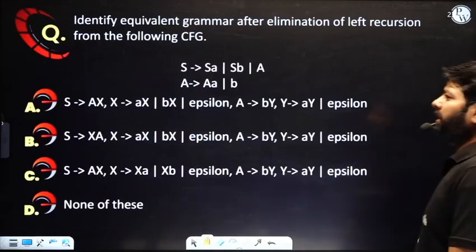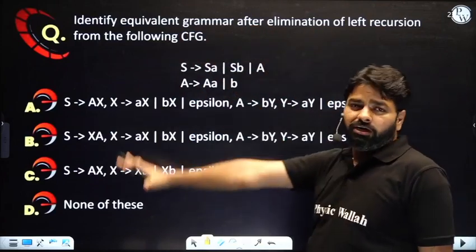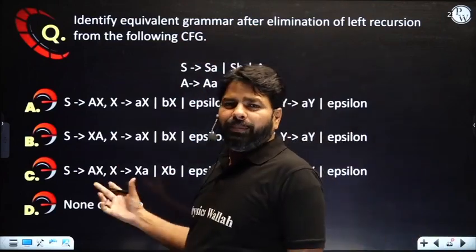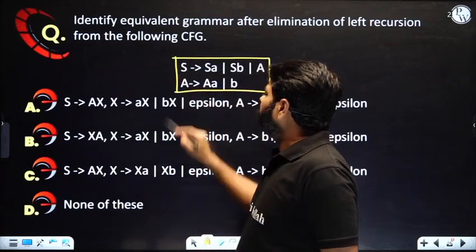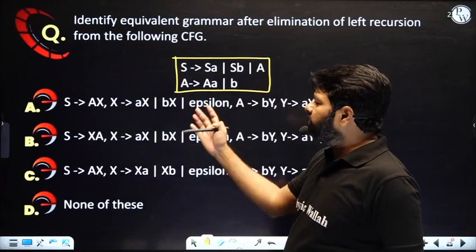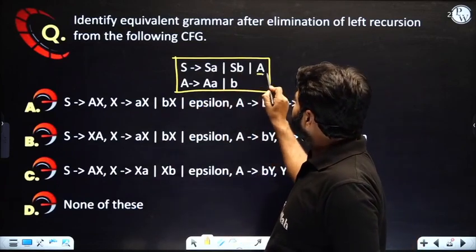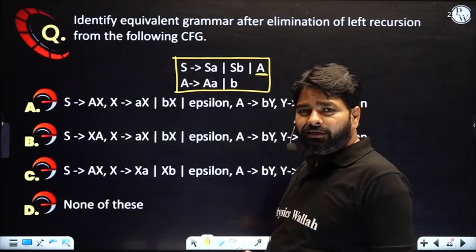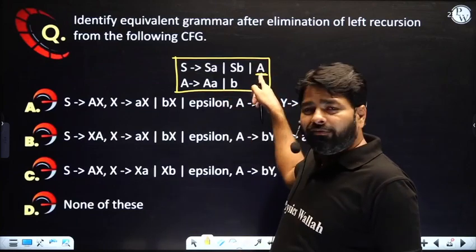Now we have a very simple example. Identify the equivalent grammar after elimination of left recursion. This is a kind of example you may predict in the exam. So now you see you have two non-terminals, right? Now you can observe which one is going to be the best option. Now you have two left recursions. This is capital A, right? S derives capital A. This is a non-left recursive term.